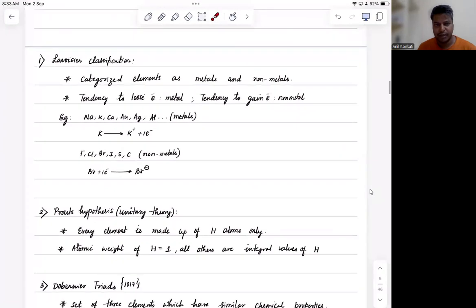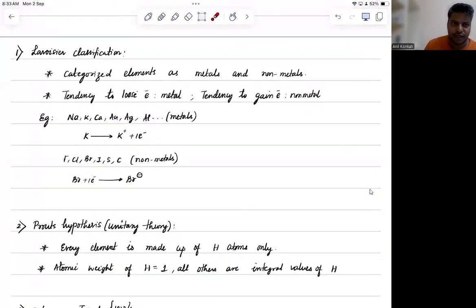The periodic table goes back to the history of Lavoisier, where he first categorized elements as metals and non-metals. That is how it started. There was a brief understanding that if electrons are lost, it is a metal. If electrons are gained, it is a non-metal. So these were typical metal elements, and these were typical non-metal elements.